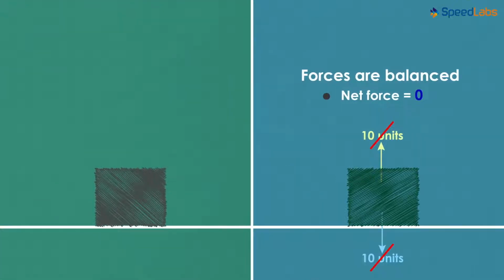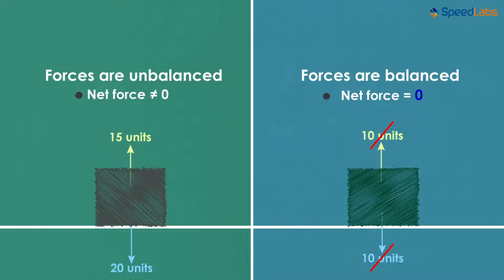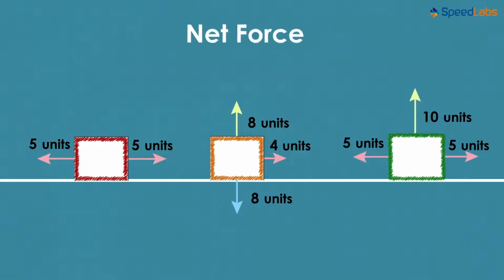Now look at this second object. There is a 15 units force acting on it in the upward direction and a 20 units force acting on it in the downward direction. Are the forces balanced here? No, they are unbalanced because they don't cancel each other out. The net force here will not be zero. Can you guess what the net force will be here? Yes, it will be 5 units downwards. 20 minus 15 is 5, and as the downward force is more in magnitude, the net force will be 5 units downwards. Look at these 3 images and find the net force in each.